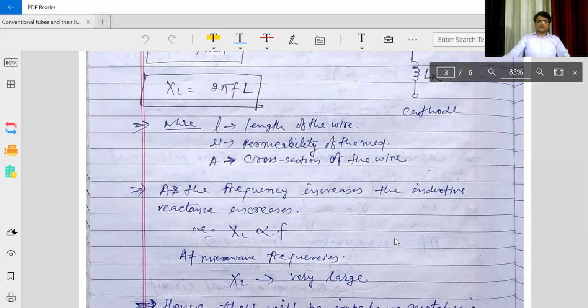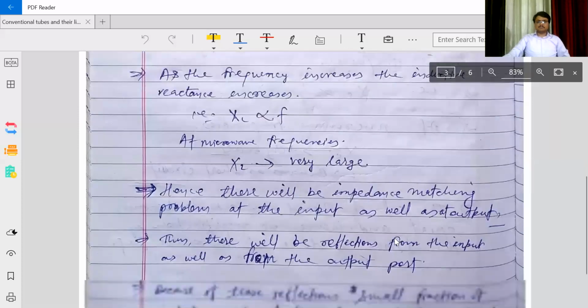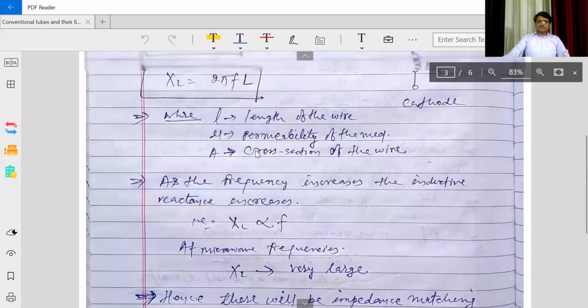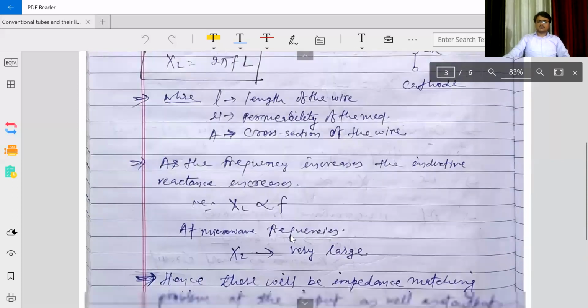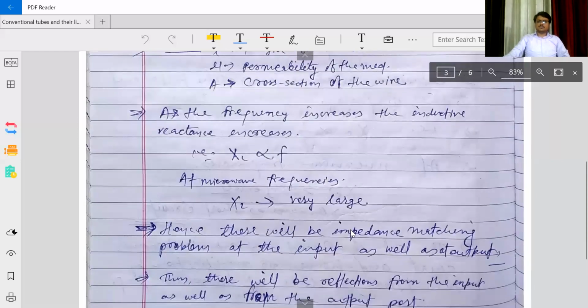So at microwave frequencies, XL is very large. Hence, there will be an impedance matching problem at the input as well as at the output. This is the formula of XL, 2 pi F L, so XL is directly proportional to the frequency. At microwave frequency, since frequency is very large, XL will also be very large.